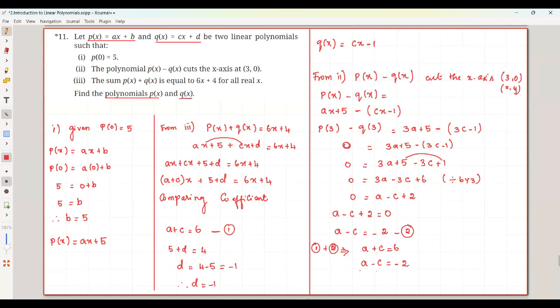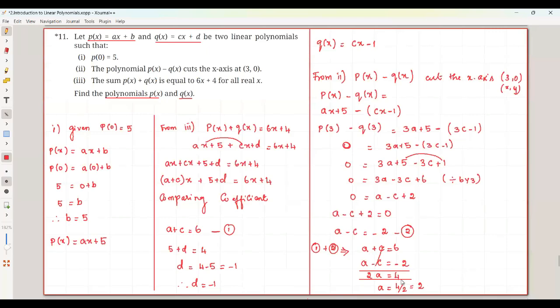So while adding, plus C minus C will be cancelled, 0. So A plus A is 2A is equal to 6 minus 2, which is 4. From this I can get A is equal to 4 by 2, which is 2. So A is equal to 2, I got it.